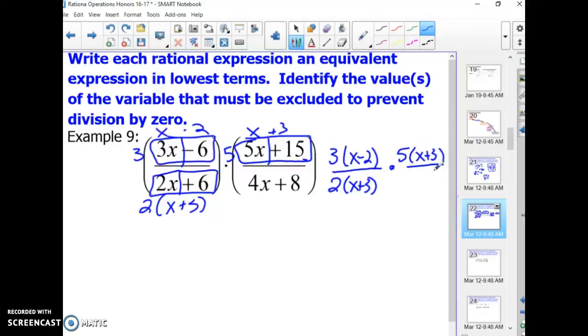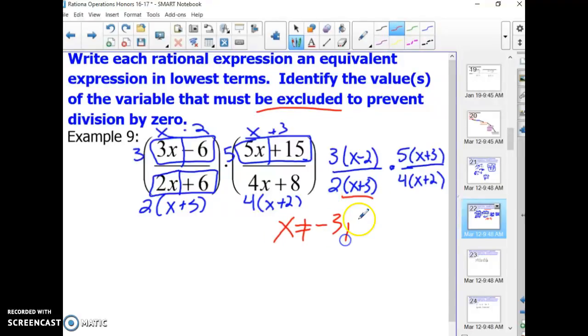So I look over on this bottom right here. I'm going to pull out a 4, and then I get an x plus 2, right? So I pull out a 4, and I get an x plus 2. So I look, let's see what cancels out. First off, right, exclude values. X cannot equal negative 3, and x cannot equal negative 2. What cancels out? The x plus 3, the x plus 3.